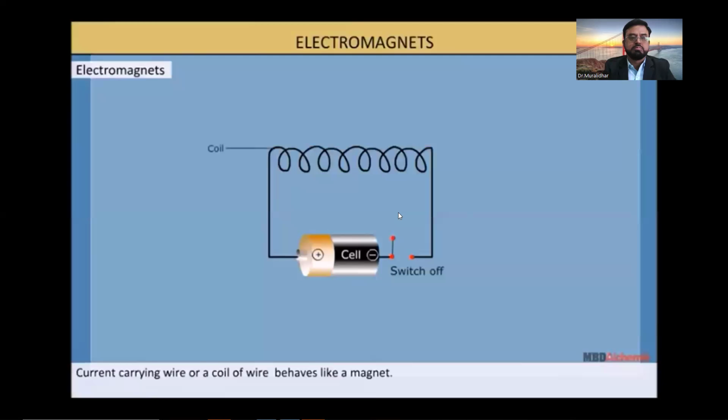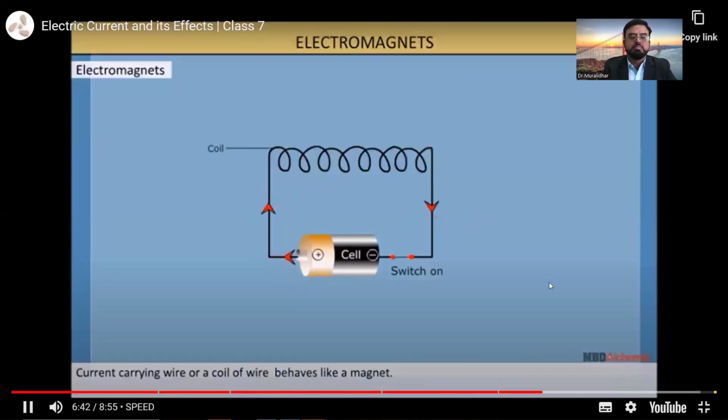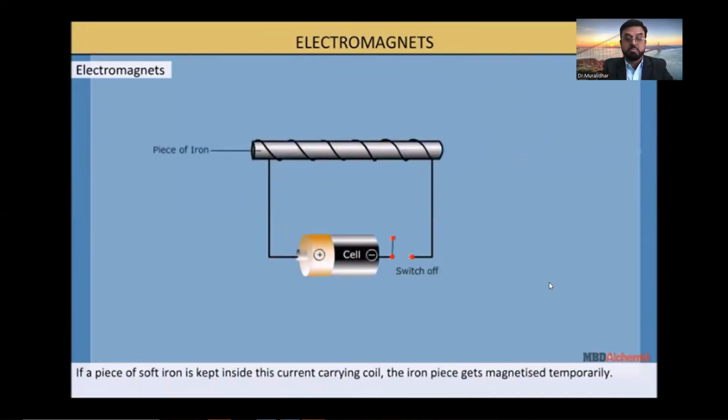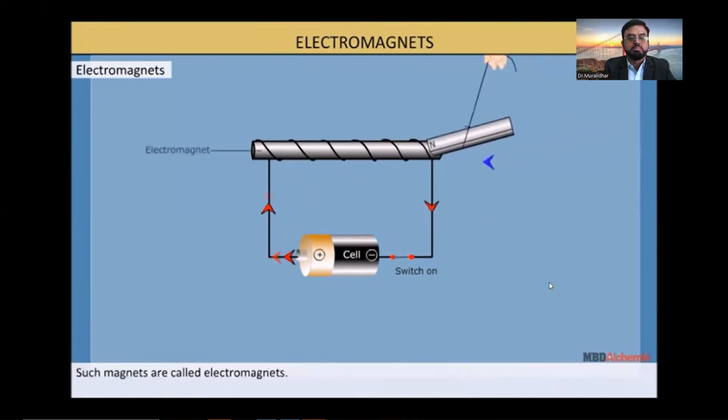Electromagnets. A current-carrying wire or a coil of wire behaves like a magnet. If a permanent magnet is brought near the coil, one end of the coil gets attracted and the other end gets repelled. This shows the opposite polarity of the coil. If a piece of soft iron is kept inside this current-carrying coil, the iron piece gets magnetized temporarily. Such magnets are called electromagnets.